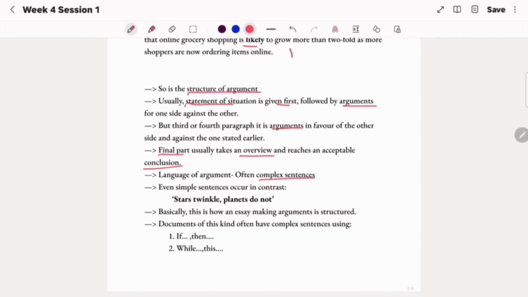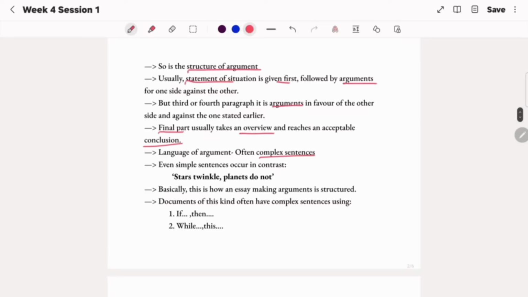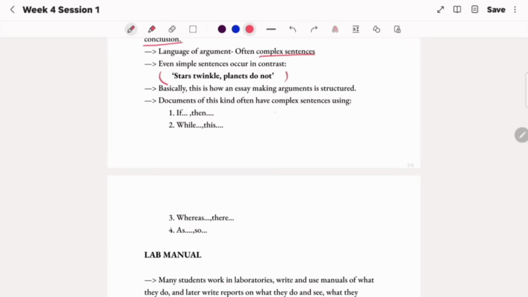Often complex sentences are used, and even simple sentences can occur. For example, stars twinkle, planets do not. Such writing also has complex sentences using if, then, while, whereas, as, so, etc.